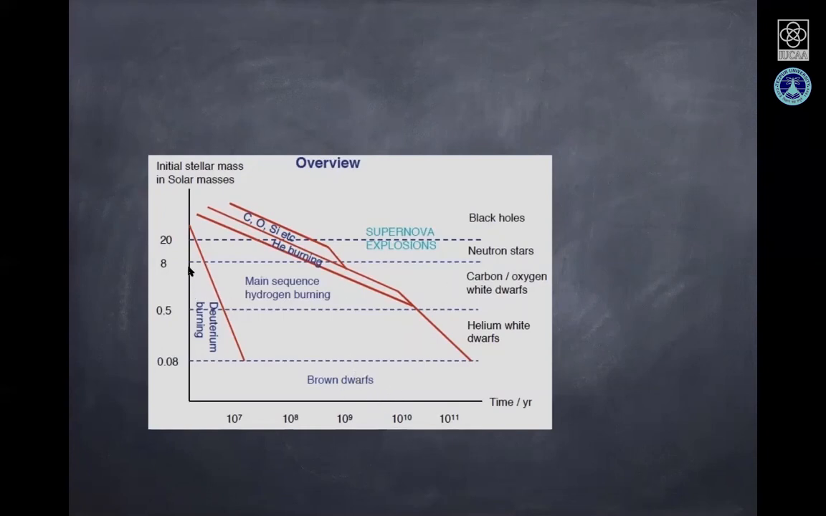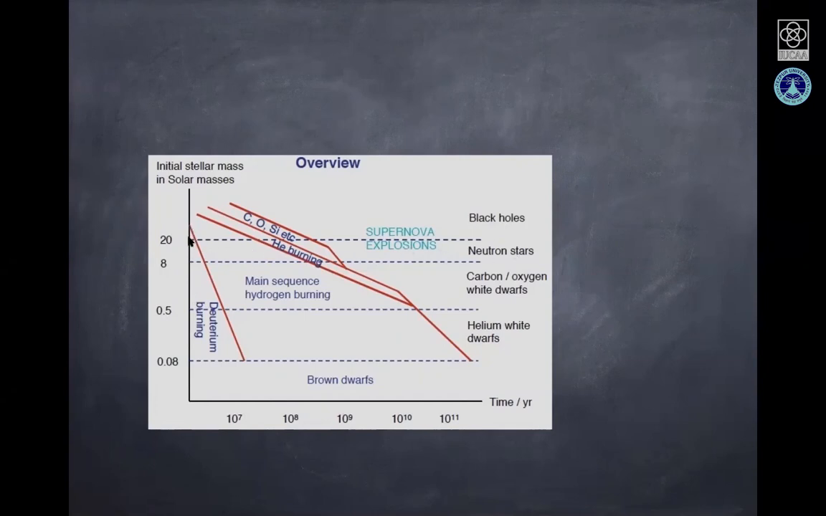As you increase the mass, you decrease the time. Remember, the lifetime on the main sequence goes as 1 over M cubed. So for heavier and heavier stars, the lifetime on the main sequence is shorter and shorter. An 8 solar mass star finishes hydrogen burning in about 100 million years, then a bit of helium burning, then carbon, and then the core becomes a neutron star. From 8 to 10 or 20 initial solar masses, these become neutron stars.